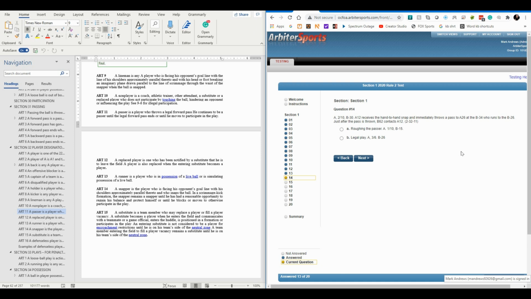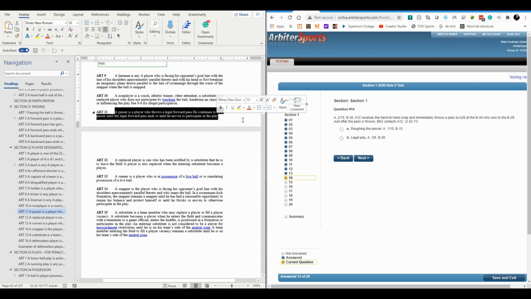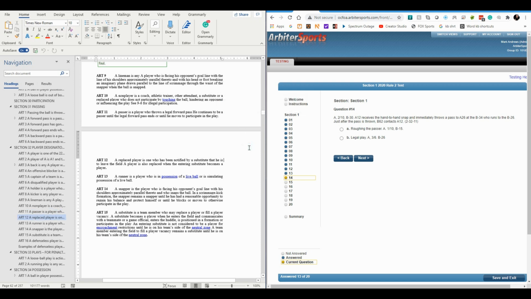Now, the rule reference that he goes after is 2-32-11, which says a passer is a player who throws a legal forward pass. He continues to be a passer until the legal forward pass ends or until he moves to participate in the play. Now that's the most important part of this question: what is a passer? So a passer is a player who throws the ball. He has to throw it. If he's going to throw it and he doesn't release it, he's not a passer.